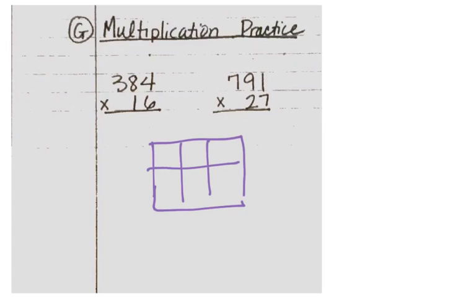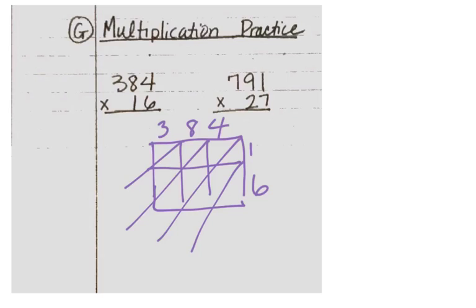When I use lattice method, I do not use expanded form. So I'm simply going to write across the top 384, and on the side I write 16. Okay? 4 times 1 is 4. 4 times 6 is 24. 8 times 1 is 8. 8 times 6 is 48. 3 times 1 is 3. 3 times 6 is 18.